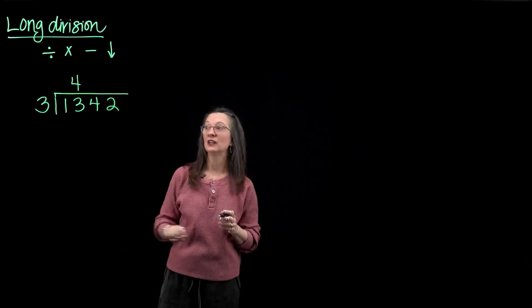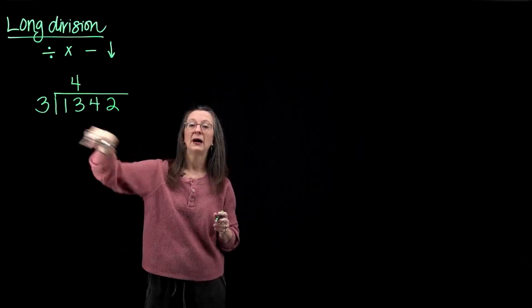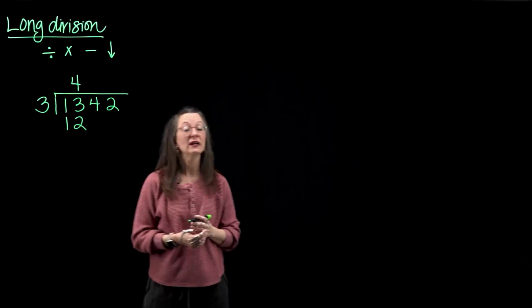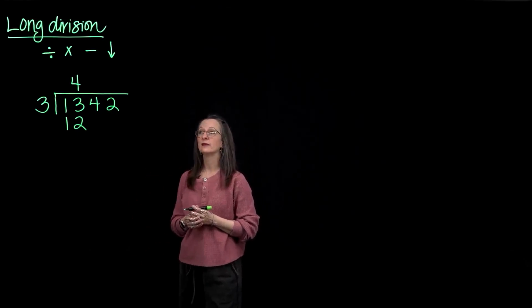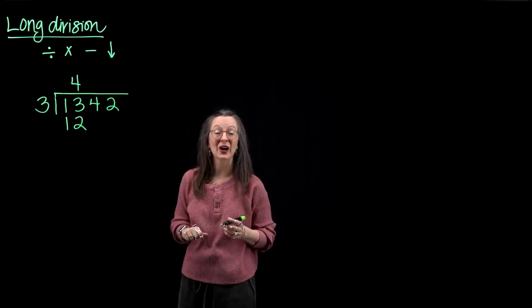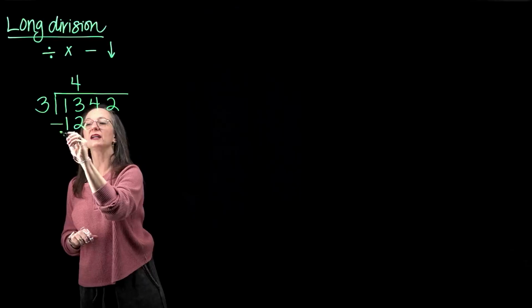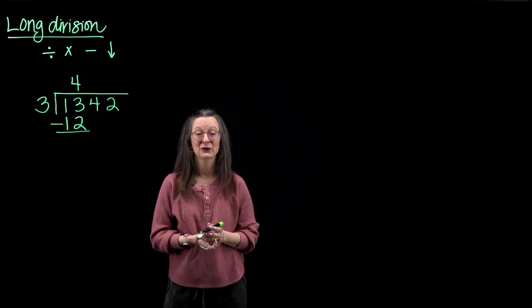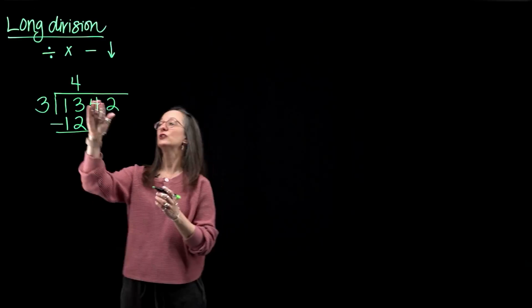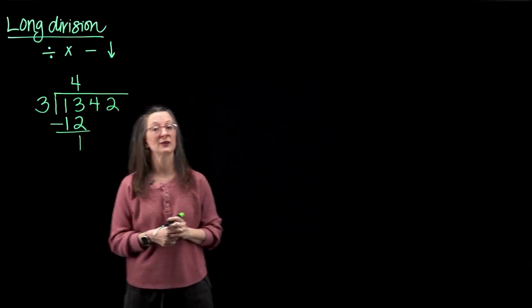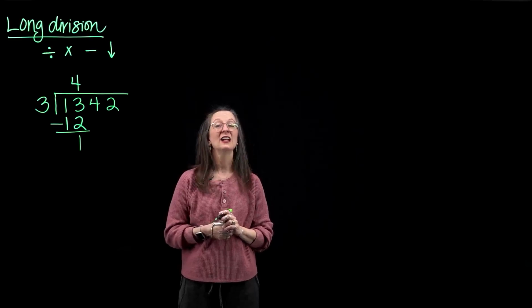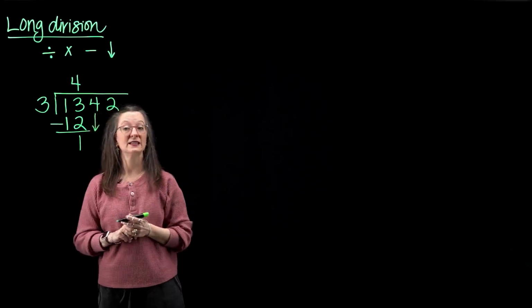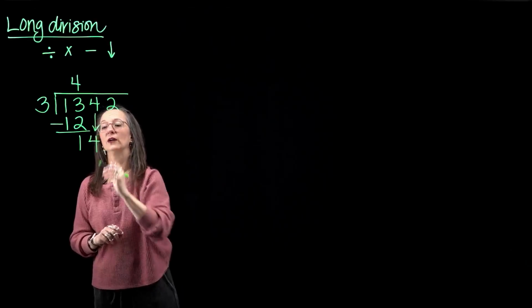Next, multiplication. We're going to multiply 4 by the 3 on the outside. 4 times 3 gives me 12. And I'll write that directly underneath the 13. All right, we did the multiplication part. Now let's do the subtraction. We are going to subtract 12 from 13. So I'll write that subtraction sign in front of the 12 and draw a line. 13 minus 12 is 1. So I'll write the 1 underneath the 12. And then our last step is bring down. So I will bring down the next digit, which is 4.